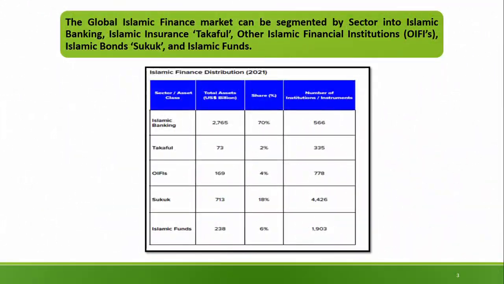Okay, if we talk about the assets of Islamic finance, we can divide those assets into 5 major categories. The major sector of Islamic finance is Islamic banking with a share of 70%, and almost 2,765 billion US dollars are there in the Islamic banking sector. The number of Islamic banking institutions is 566.